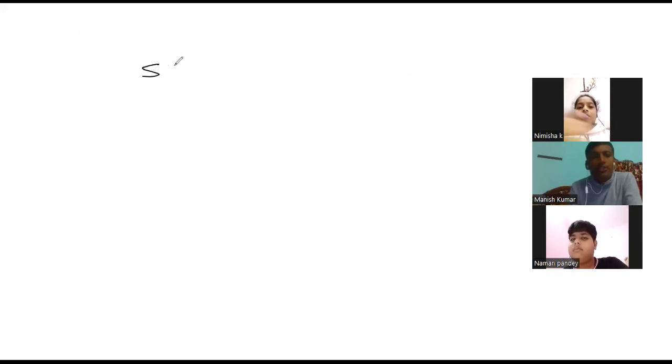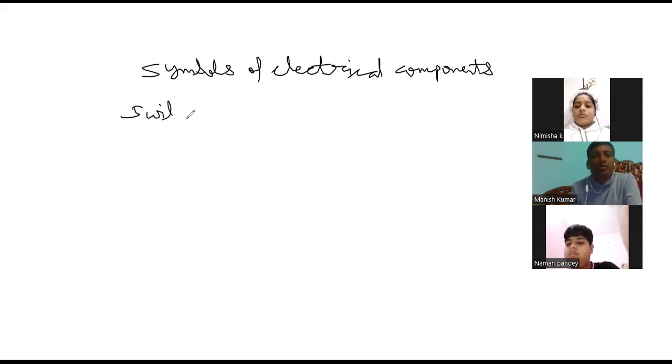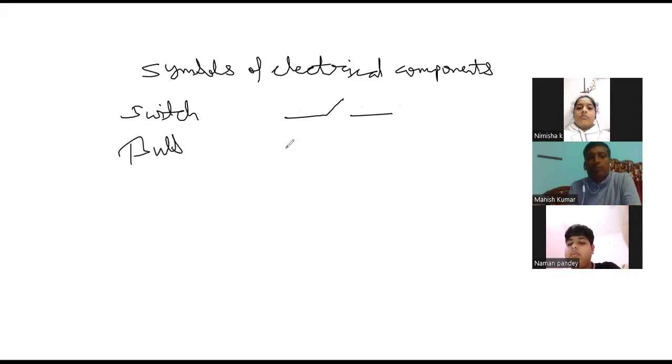Now, symbols of electrical components. Suppose I am telling you to give a symbol of a switch. Then you know the symbol like this. Clear? Yes, sir. Now I can tell you to draw a bulb symbol.